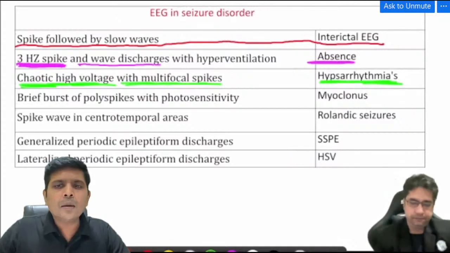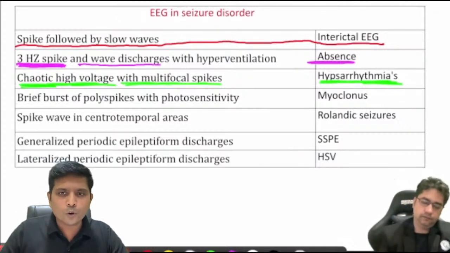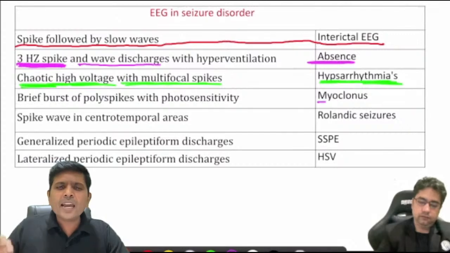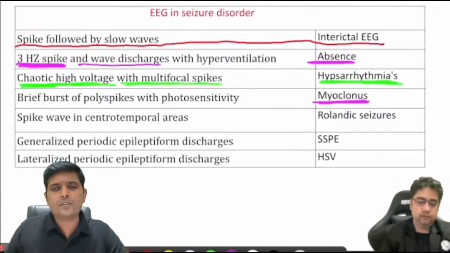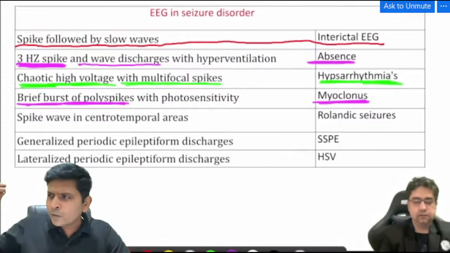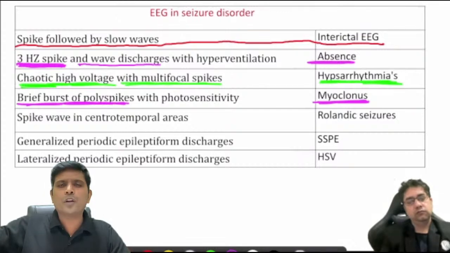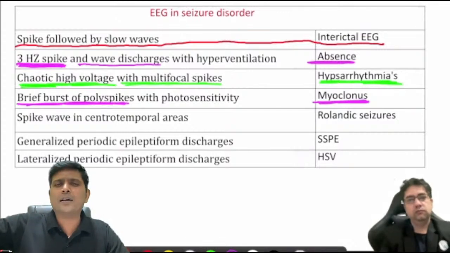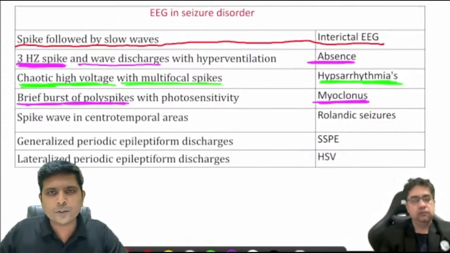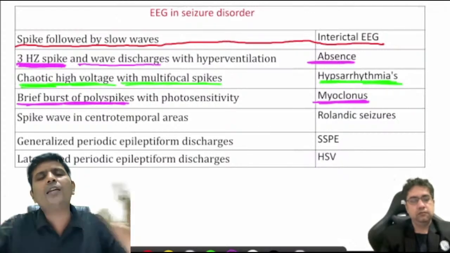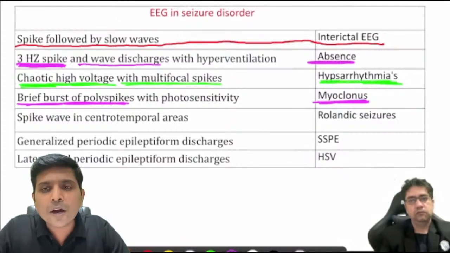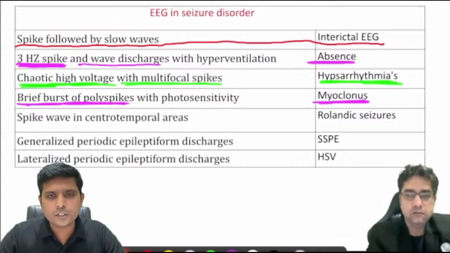What are myoclonic seizures? Myoclonic means what? Brief burst of polyspikes. So what does it mean? Slow normal waves are coming. Suddenly 2 or 3 tsunami waves. Again slow waves are coming. Suddenly high amplitude waves, but this is very, very short lasting. This is called myoclonic seizures.